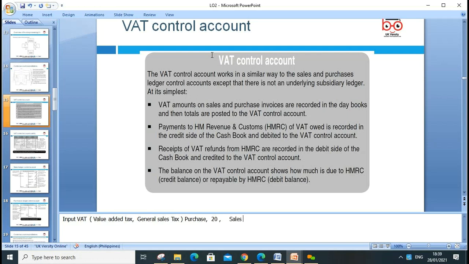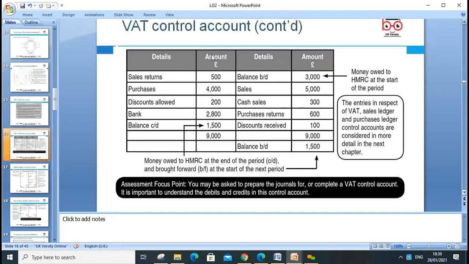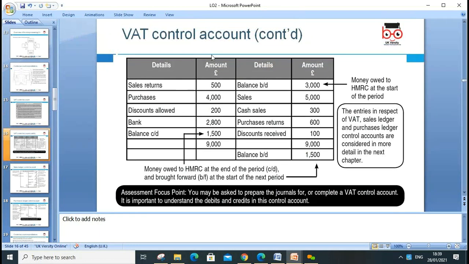If I sell goods, that's called output tax. Sales is my output. On the sales, let's say the output tax is £40 that I receive from the customer. So 20 I can get back, 40 I collected. The net is 40 minus 20, so 20 I still need to pay to HMRC. Okay? So that's the way we can prepare the control account, which is called VAT control. Here is an example of VAT control I can give you.